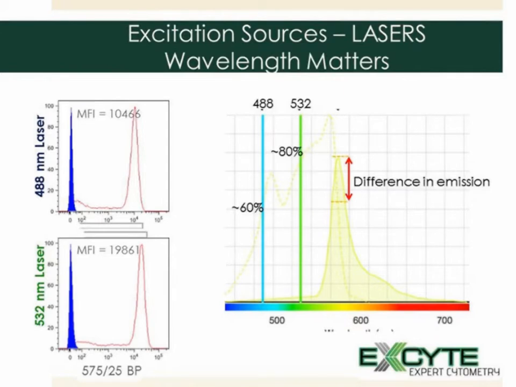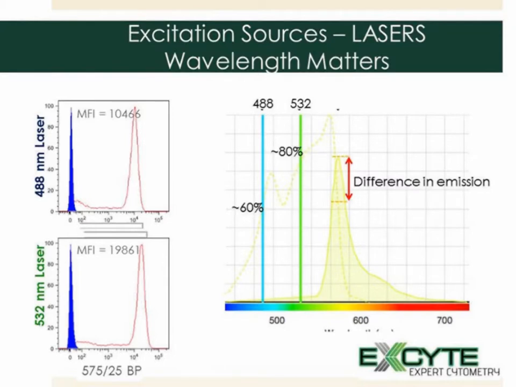Laser wavelength matters. Here's an example looking at phycoerythrin, PE, a commonly used fluorochrome. Many instruments have a 488 nanometer excitation laser. Some, as shown in this case, have a 532 excitation laser. You can see from the excitation and emission profile on the right that if you use the 488 nanometer laser, you get about 60% excitation efficiency. The 532 shows about 80% excitation efficiency.